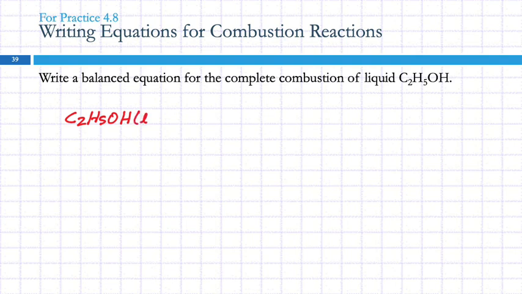So they're telling us it's a liquid. In a combustion reaction, what's the other reactant? Oxygen. Oxygen is a diatomic element, so it's O2. It's a gas. What are the products? Carbon dioxide and water. What state should we give for water? Gas.